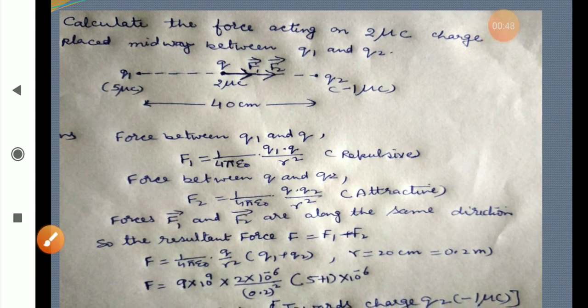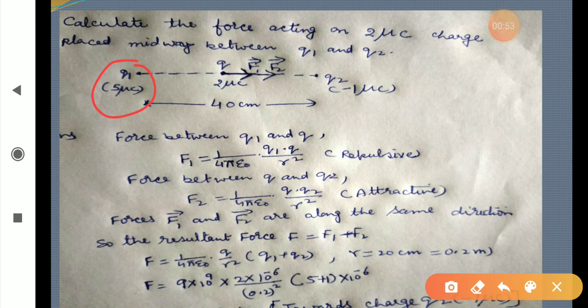You can see a picture where two charges, one charge 5 microcoulomb and another one minus 1 microcoulomb, are placed 40 centimeter apart, and according to the question you have to calculate the force acting on 2 microcoulomb charge, right? The charge is placed midway between Q1 and Q2. Now the distance between Q1 and Q2 is 40 centimeter and this charge 2 microcoulomb is placed exactly midway between them.